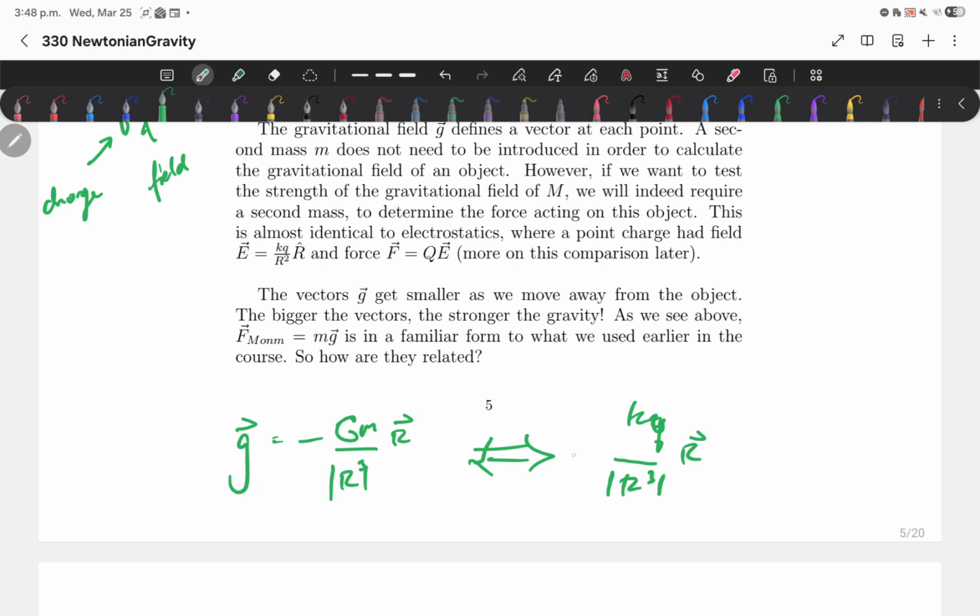The electric field has no negative sign, the gravitational field does. And this is based on the statement that opposite charges attract, but like masses also attract. This negative sign accounts for this difference in the theories. Okay, so cool stuff. Let's talk a little bit about this gravitational field here.